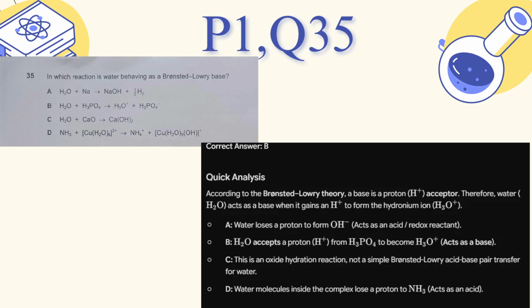A. Water loses a proton to form hydroxide, acts as an acid or redox reactant. B. Water accepts a proton from H3PO4 to become H3O+, acts as a base. C. This is an oxide hydration reaction, not a simple Bronsted-Lowry acid-base pair transfer for water. D. Water molecules inside the complex lose a proton to NH3, acts as an acid. So the correct answer is B.